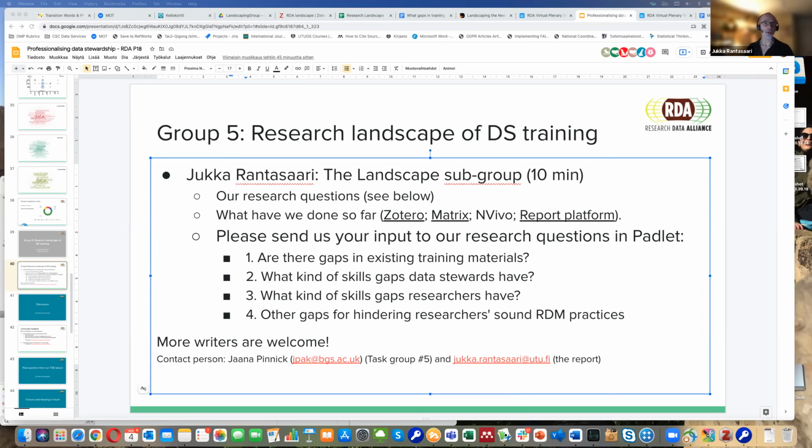The present working title of the report is "What gaps in training do data stewards face when trying to support the needs of researchers?" And the research questions we can see here, they are illustrated in the slide. The anticipated completion time for this report will be during the spring of 2022. Next, I will shortly go through how we have proceeded so far and where we are now.